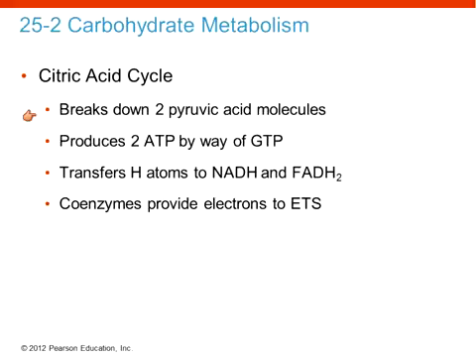So as we said before, the citric acid cycle breaks down those two pyruvate molecules, grooms them so that they can get into the citric acid cycle. We make 2 ATP, 1 for each turn of the cycle. Each of those hydrogens that have been lost go to the electron carriers, NADH and FADH2, and then those electron carriers provide the hydrogens and the electrons for the electron transport system or chain.